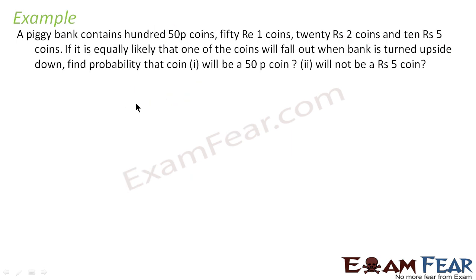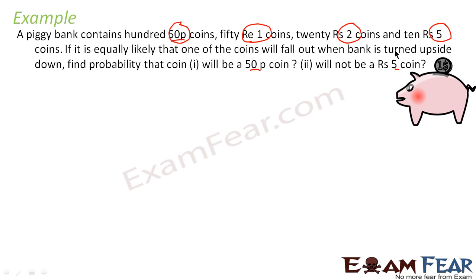A piggy bank contains 50 paisa coins, 1 rupee coins, 2 rupee coins and 5 rupee coins. It is equally likely that any one of the coins will fall out when the bank is turned upside down. We have to find the probability that the coin is 50 paisa and not 5 rupee. So this is my piggy bank.